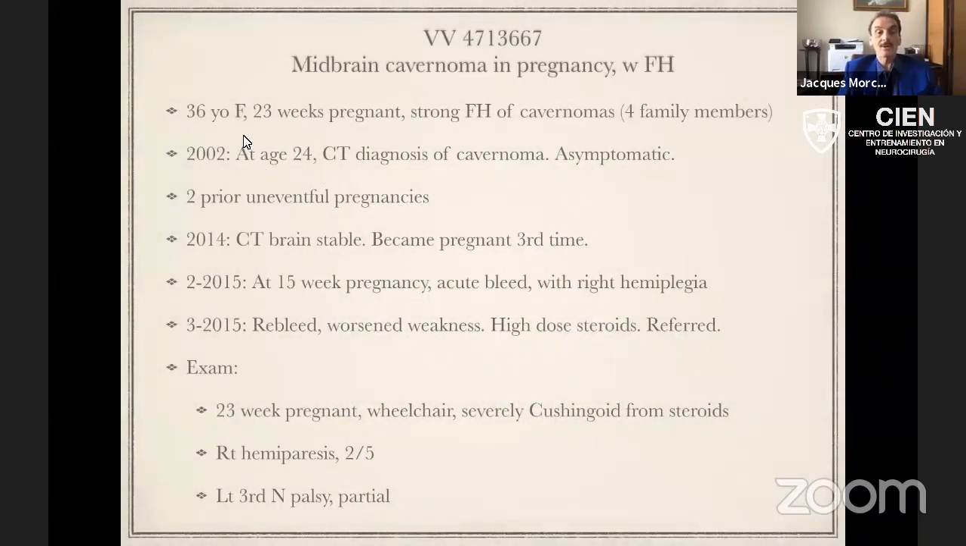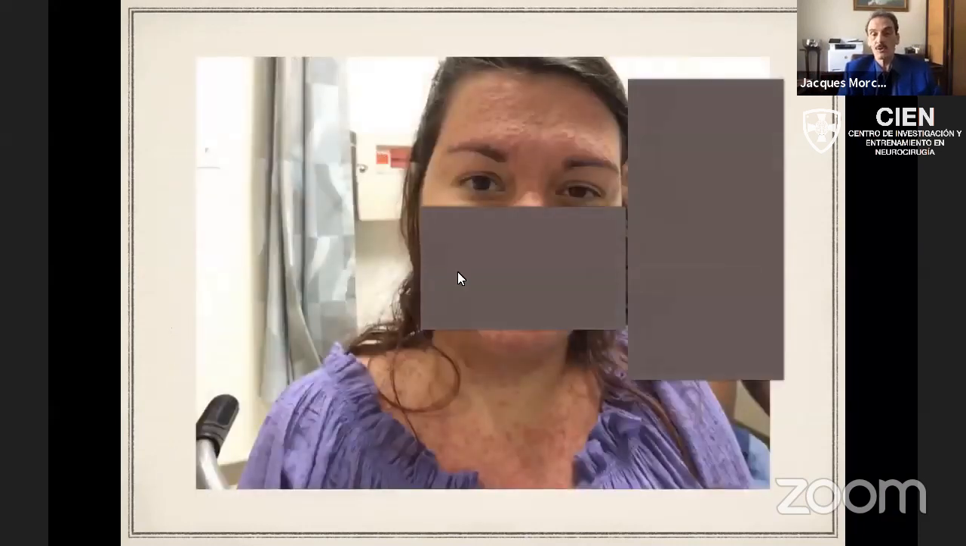She had known about her cavernoma since 2002. She had 2 previous uneventful pregnancies, but during her 3rd pregnancy at 15 weeks, she had an acute hemorrhage, right hemiplegia. She lived in Panama. She rebled a month later. They put her on high-dose steroids. She was referred to me 23 weeks pregnant, in a wheelchair, severely cushingoid.